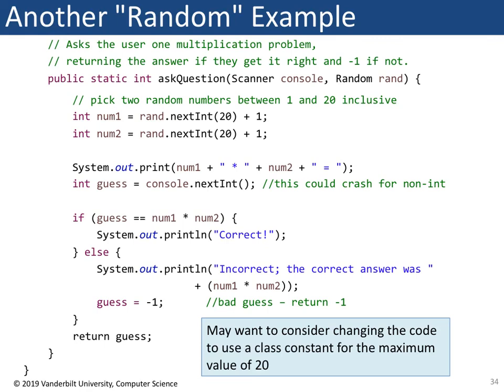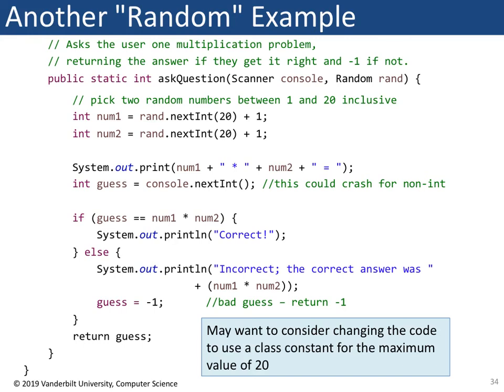So inside ask question, we have a parameter called console, which is how we're going to get the input from the user. That's the scanner that we declared in the main. We're going to pass it into this method. And we have a random object called rand that we're also going to pass into the method rather than creating another random object inside this method. So now we need to get 2 random integers to multiply together, which will store in num1 and num2.